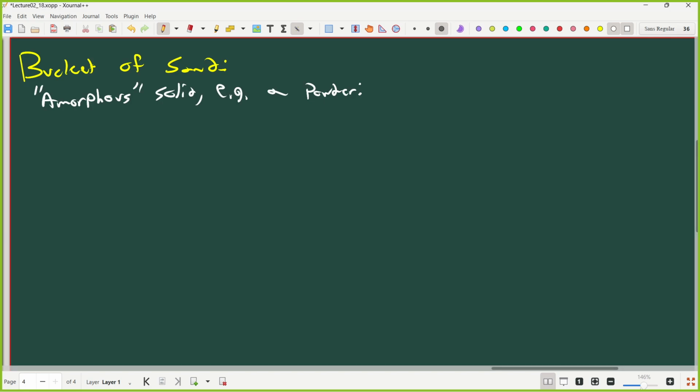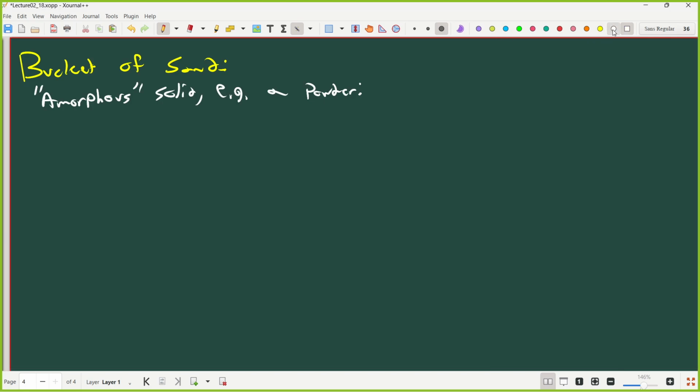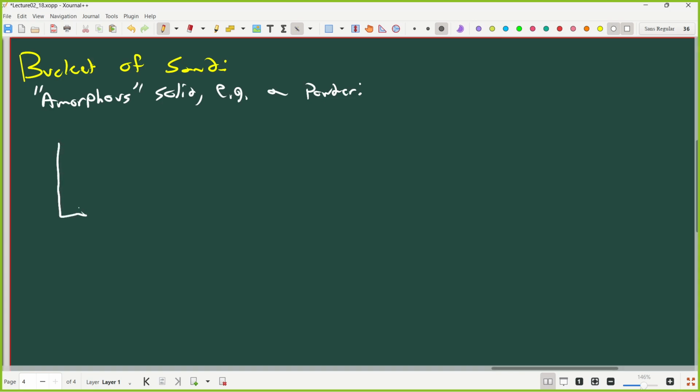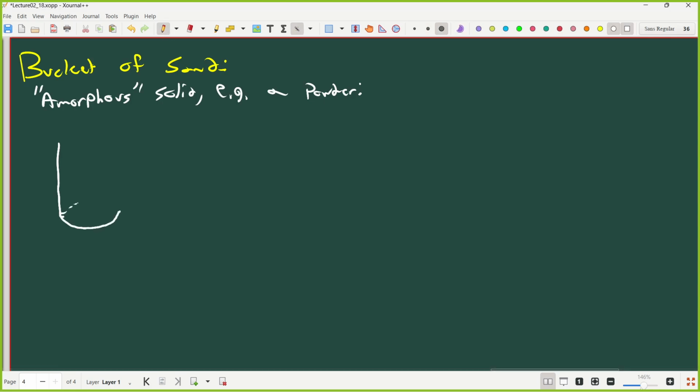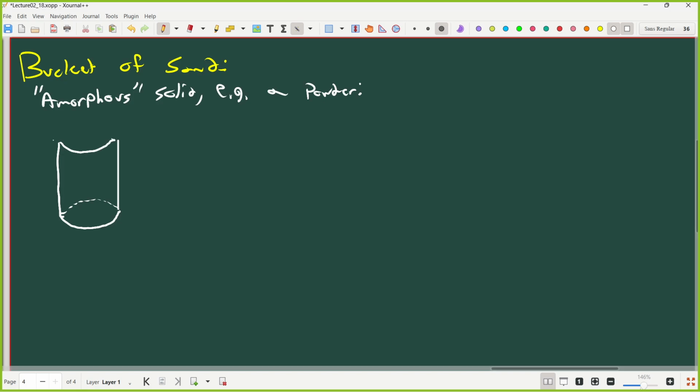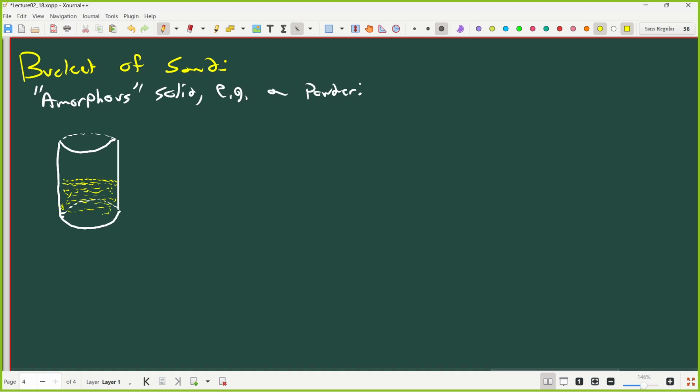All right, so what do you do with sand, right? So let's draw my bucket. So here's my bucket, my Charlie bucket. Not a very good bucket, looks more like a cylinder, but that's okay. And I'm going to put some sand in there, right? So I'm just going to draw a bunch of little dots, and there's lots of them. You have this closely packed powder of sand.